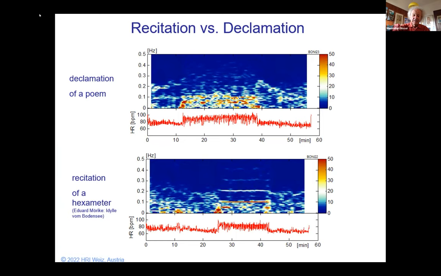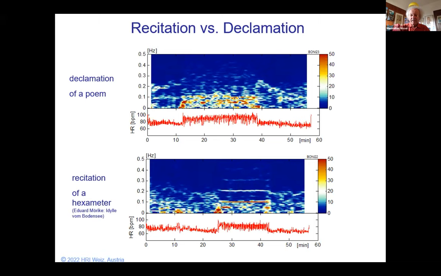And he made here a declamation of a poem, a Nietzsche poem actually, on the upper trace. And in the lower trace, that's a Mörike poem, and it's written in hexameter. Hexameter is the Greek verse form, which was also used in the Greek theater. And you can see that the declamation makes quite different traces than the recitation. To give you an impression, I can only recite in German, but you will hear the difference in the rhythm.